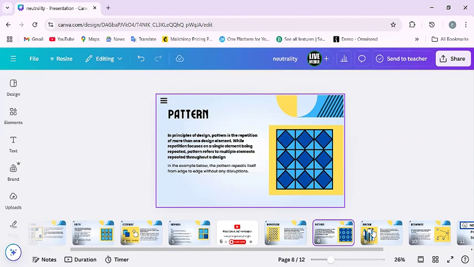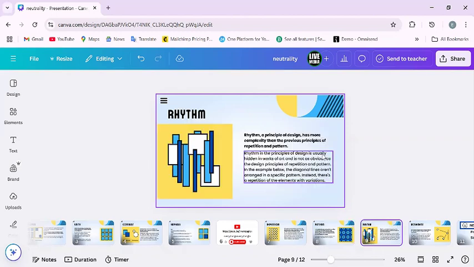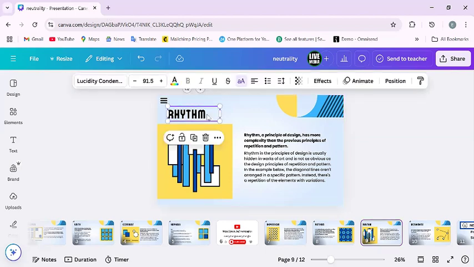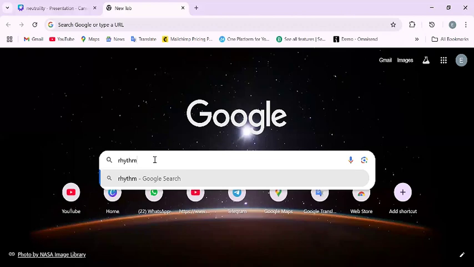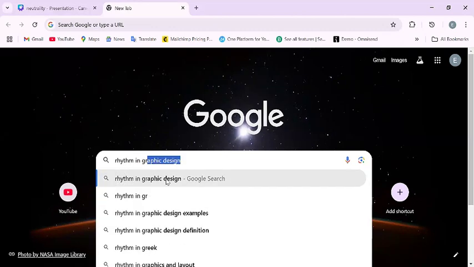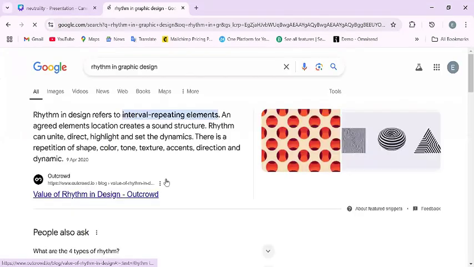Okay, so the next one is rhythm. Hope you're taking down your notes. Rhythm as a principle in design has more complexity than the previous principles of repetition and pattern. So we are going to jump into Google and look for rhythm in design. I know when you thought about rhythm, you thought of music, didn't you? Me too, I thought about it, but this one is not rhythm in music. This one is rhythm in graphic design.